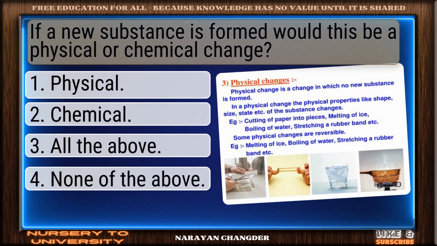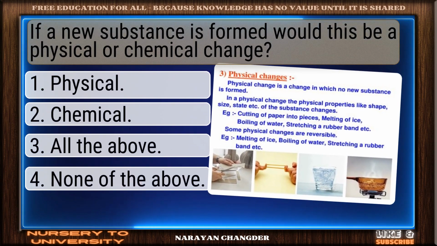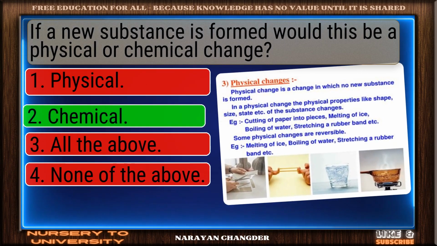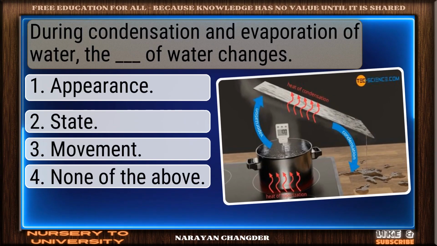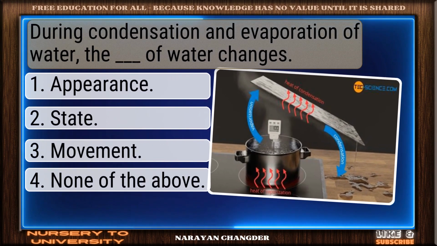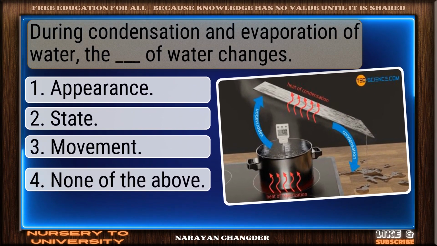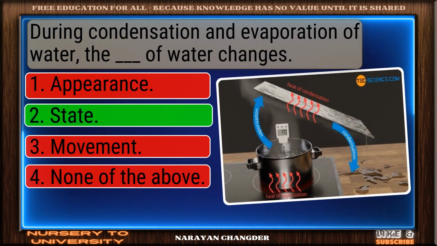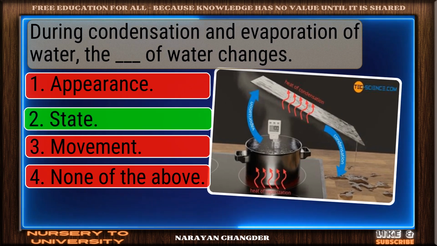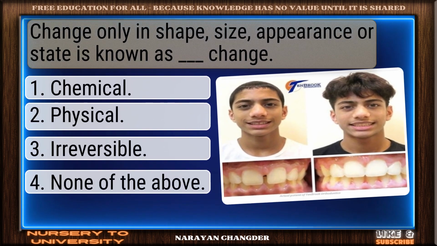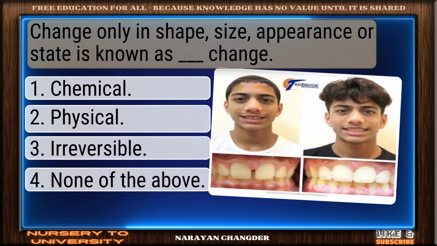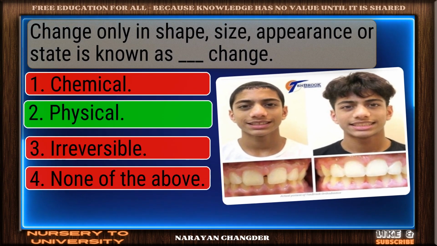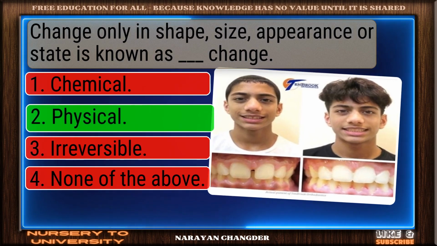If a new substance is formed, would this be a physical or chemical change? Bravo. Chemical is the answer. During condensation and evaporation of water, the dash of water changes. Solid response. State is a valid choice. Change only in shape, size, appearance or state is known as dash change. Great job. Physical is the accurate answer.